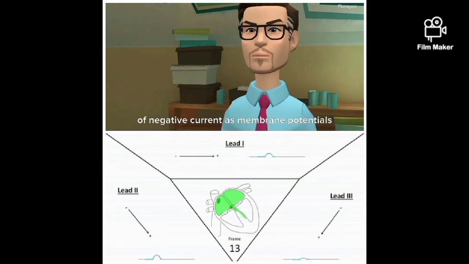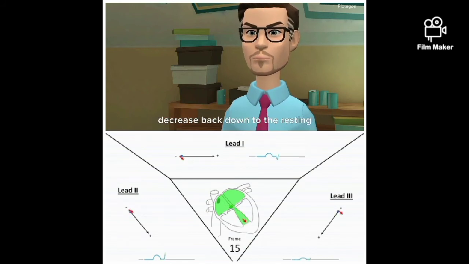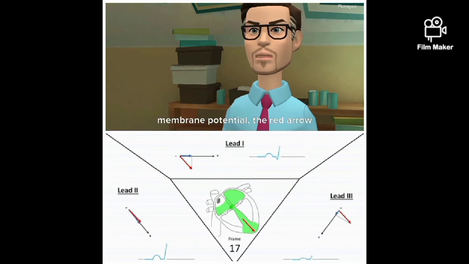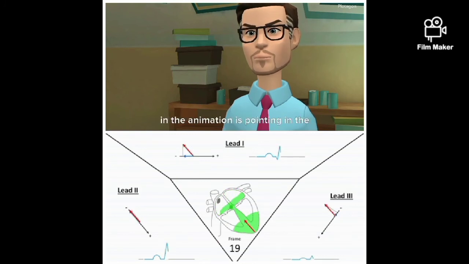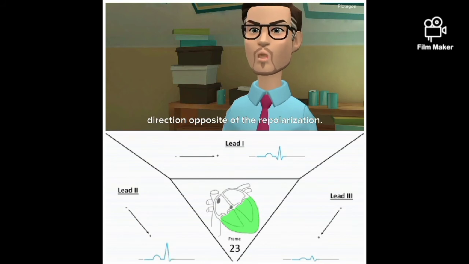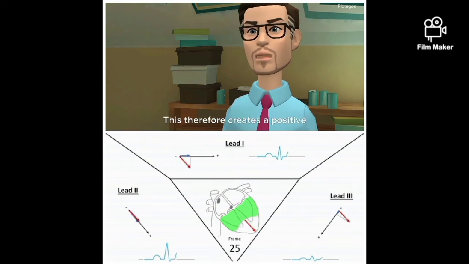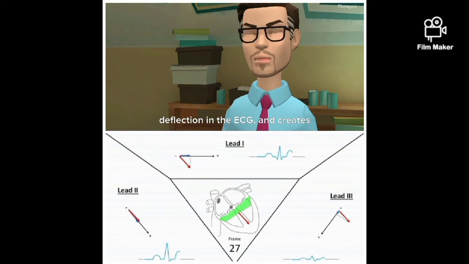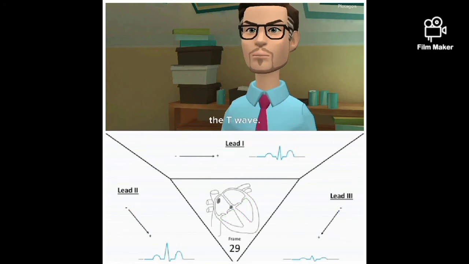Since repolarization is the spread of negative current as membrane potentials decrease back down to the resting membrane potential, the red arrow in the animation is pointing in the direction opposite of the repolarization. This therefore creates a positive deflection in the ECG and creates the T wave.